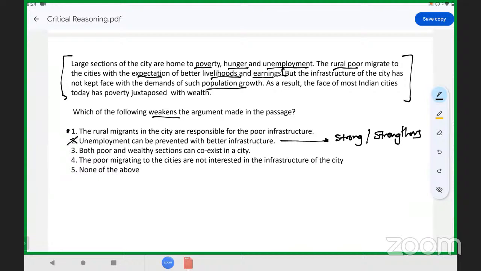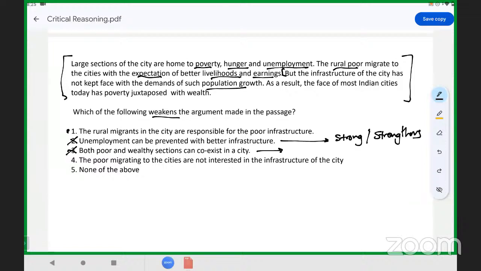Both poor and wealthy of the society can coexist in a city. So now this is what already has been happening. See, in the last line, you can see the face of most Indian cities today as poverty dealing with wealth, or coexisting together. So this again is something which comes in inference with the above passage. So this won't be the answer again.